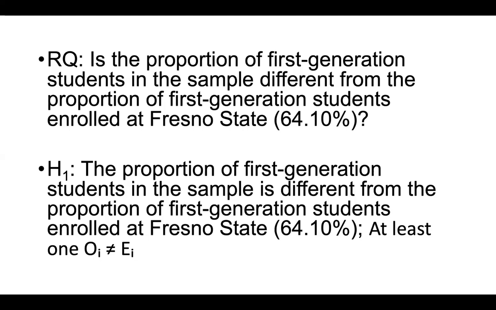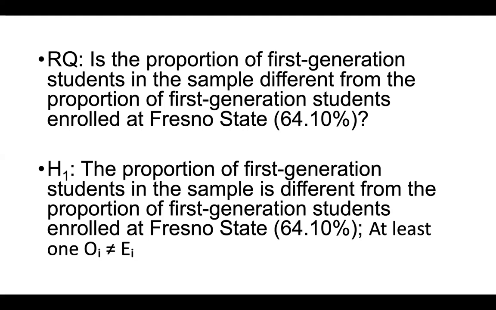We want to compare it to either a hypothetical distribution, so what we would perhaps expect to find just based on a hypothetical, or we can use data on the actual population. So in this case, the research question is: is the proportion of first generation students in the sample different from the proportion of first generation students enrolled at Fresno State, which is 64.10%? And I got that data from our Office of Institutional Effectiveness.